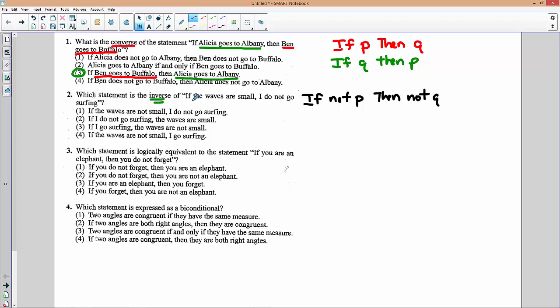Okay, so the P is the waves are small, so we're looking for something that says the waves are not small, which is both 4 and 1. So it's either 4 or 1, right? And then we need the Q. This is do not go surfing.